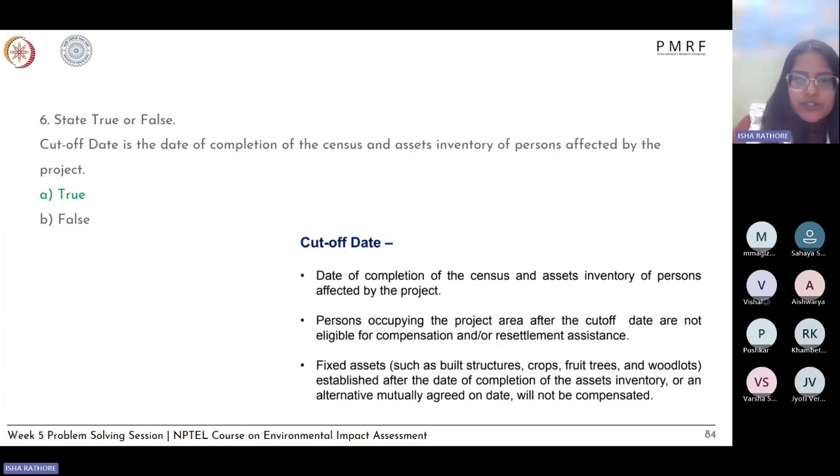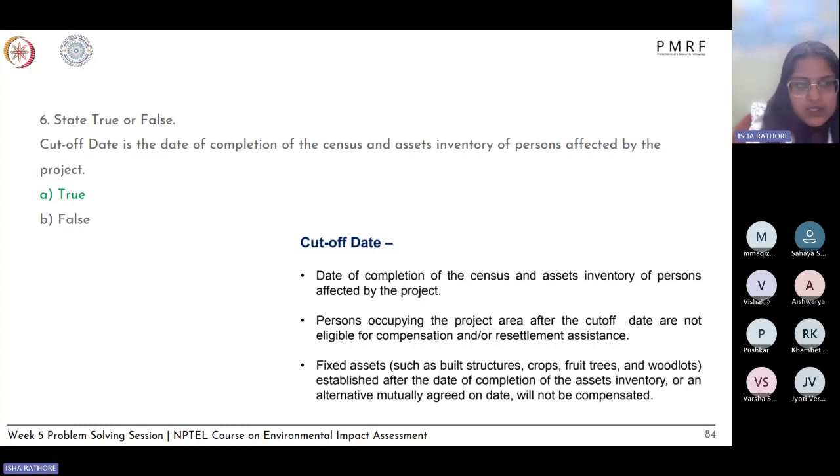Okay, so the statement is true. The cutoff date is the date of completion of the census and assets inventory of the persons affected by a project. If by that date, the people occupying the project area are not registered or marked in the inventory, then they will not be paid the compensation. Similarly, with the assets, if they are not registered or no claims have been made by the cutoff date, then they will not be compensated.